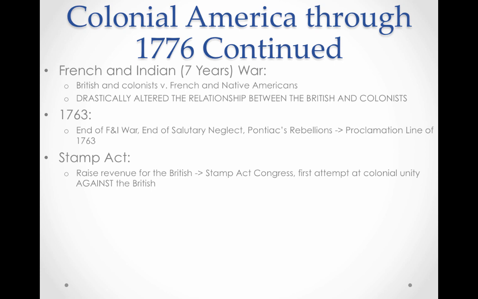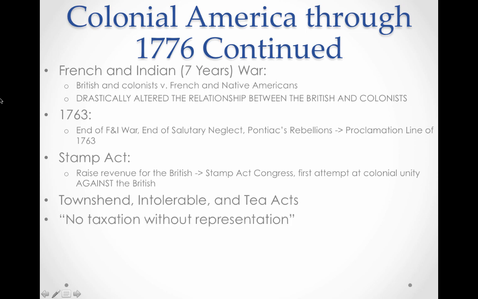And again, the British were trying to raise money to really support themselves after fighting the French and Indian War. Yeah, and they'll do that with other acts as well, the Townshend Acts, the Intolerable Acts, and the Tea Acts. All of those were ways to raise money or revenue to pay off the debt from the French and Indian War. So again, that's why the relationship is going to be changed.